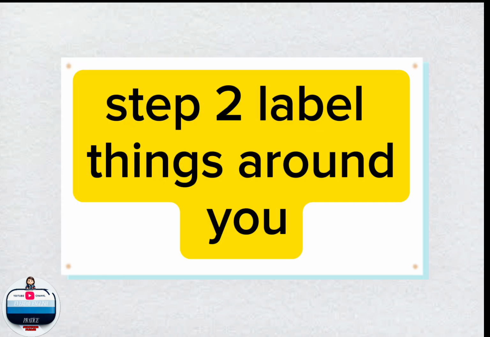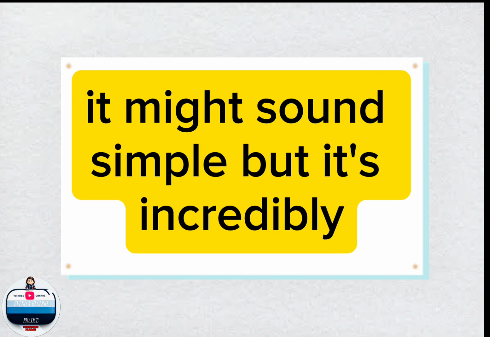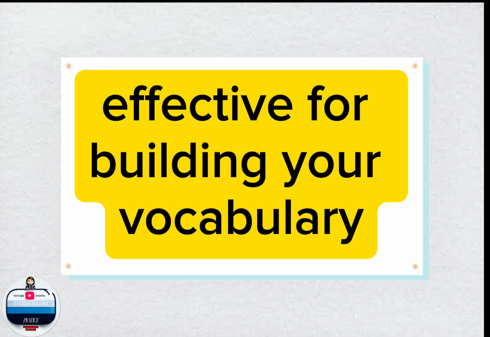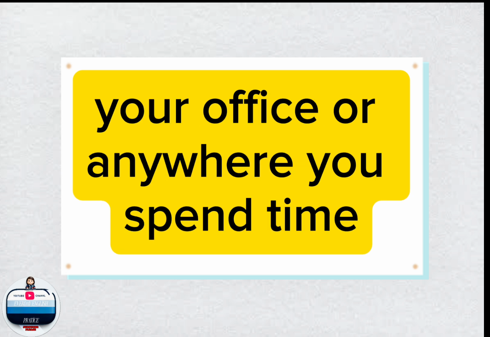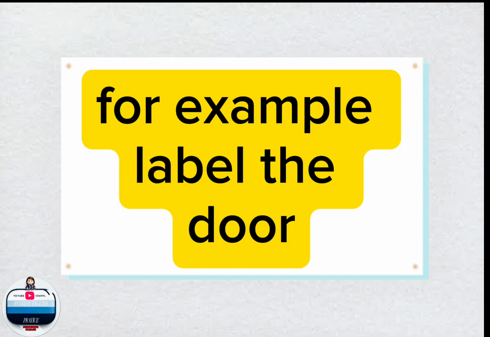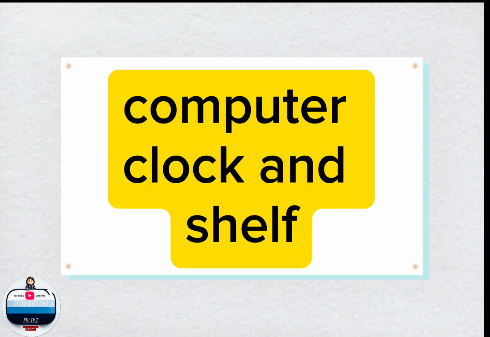Step 2. Label things around you. Another helpful technique is labeling things around you. It might sound simple, but it's incredibly effective for building your vocabulary. You can start by labeling objects in your home, your office, or anywhere you spend time. For example, label the door, window, table, lamp, computer, clock, and shelf.